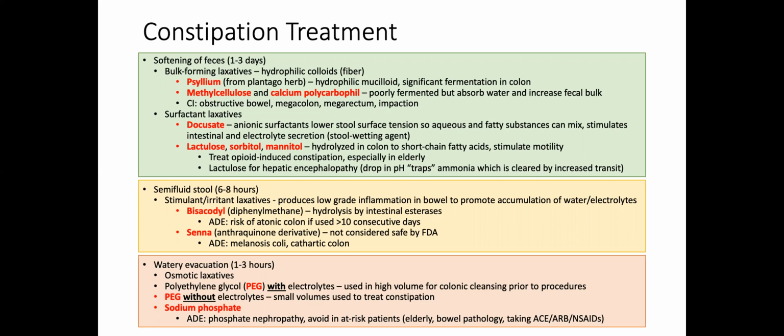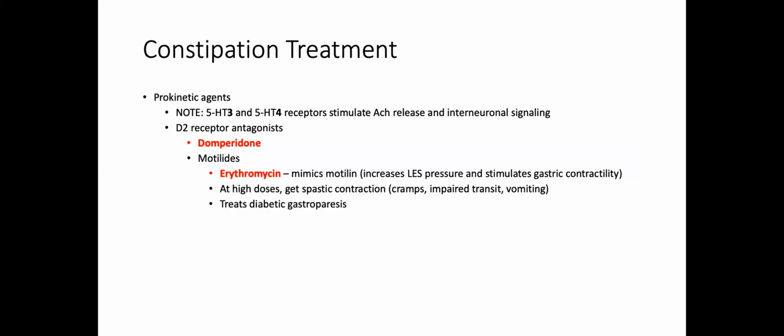Semi-fluid stools would be treated with stimulant irritant laxatives. They help promote accumulation of water. These would be like bisacodyl or senna. And then for watery evacuation, you would want osmotic laxatives like PEG, polyethylene glycol, or sodium phosphate. So prokinetic agents would be D2 receptor antagonists like domperidone or erythromycin.